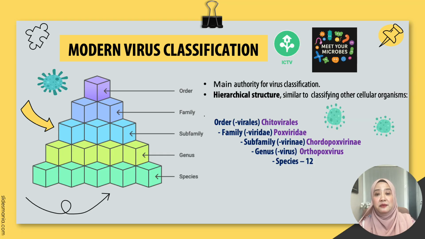So the International Committee on Taxonomy of Viruses, or ICTV, is the main authority for virus classification, and it uses a hierarchical structure similar to classifying other cellular organisms, including bacteria. So it starts with order, family, subfamily, genus, and species.